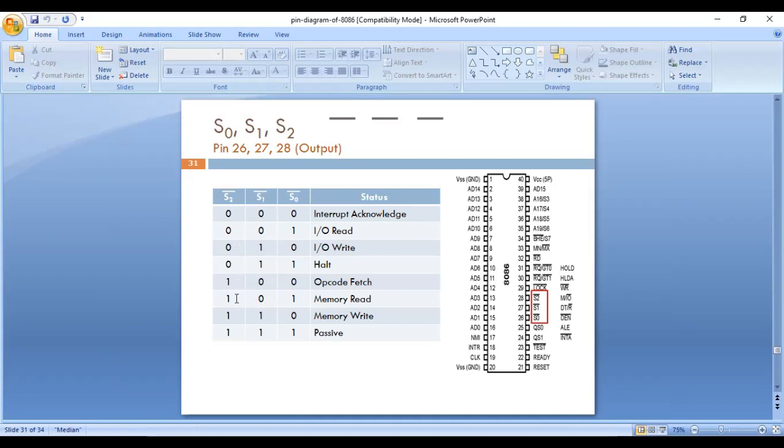When S1 is 0 and the remaining S2 and S0 are 1, it will read the memory. When S2 and S1 are high and S0 is 0, it will write the memory. And when all are high, it will work as passive.